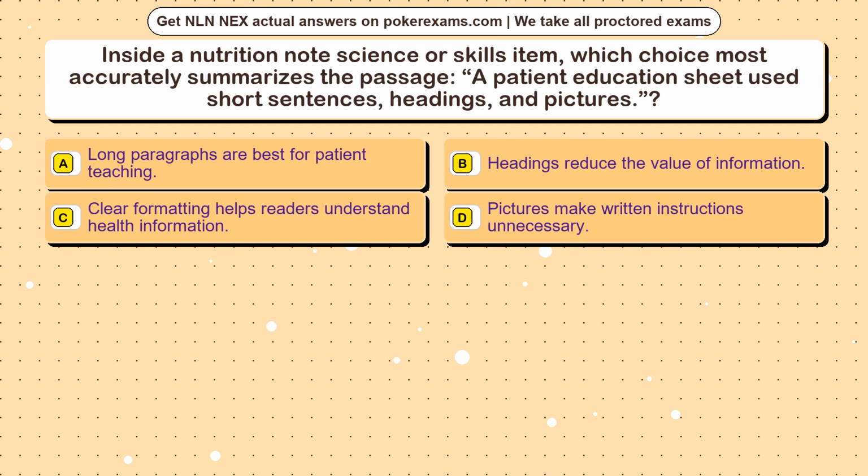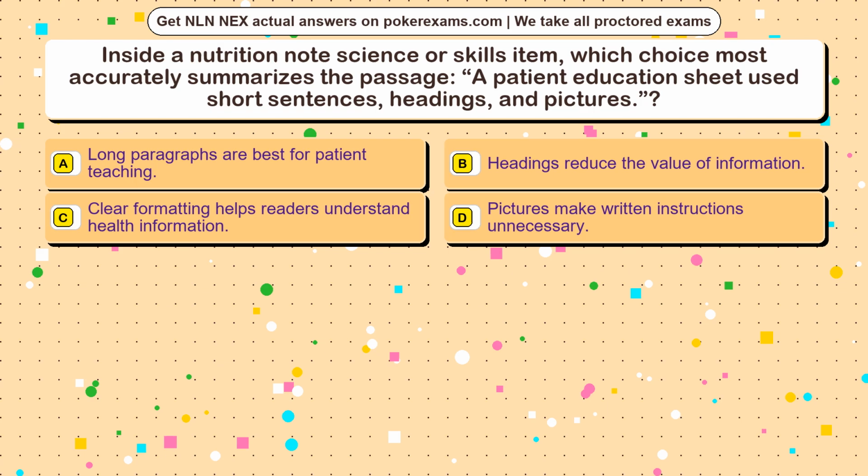Question 24. Inside a nutrition note science or skills item, which choice most accurately summarizes the passage? A patient education sheet used short sentences, headings, and pictures. Option A, long paragraphs are best for patient teaching. Option B, headings reduce the value of information. Option C, clear formatting helps readers understand health information. Option D, pictures make written instructions unnecessary.